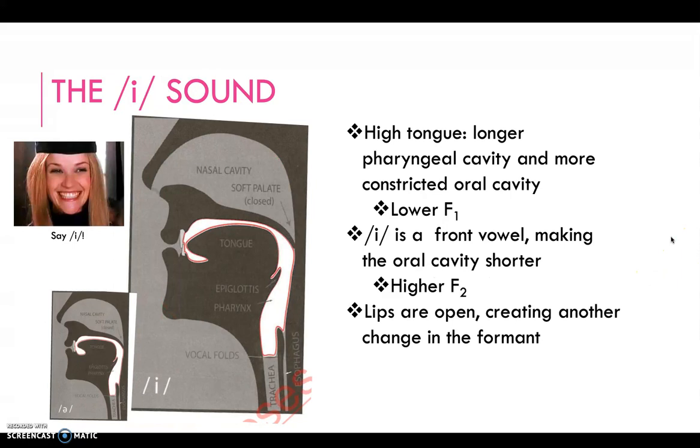We can see on this slide that vowels are much different from the M sound. The M sound has lots of obstacles, while vowels have fewer. Here we see the E sound. It has a really high tongue compared to the M and to the schwa. This creates a longer pharyngeal cavity, which lowers the sound for F1. Also remember that the E is a front vowel, making the oral cavity shorter and making F2 higher. Finally, the lips are open, creating another change in the formant that is produced at our lips.